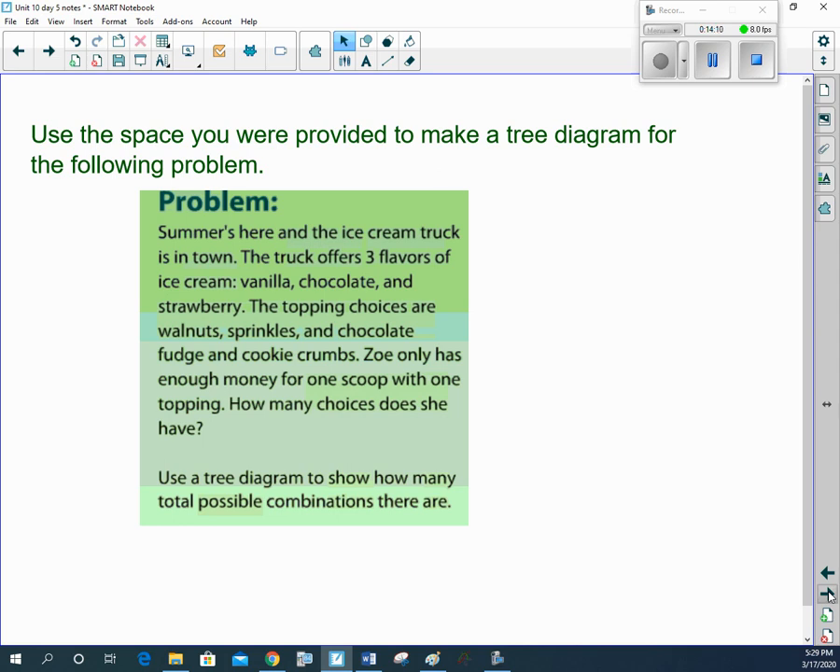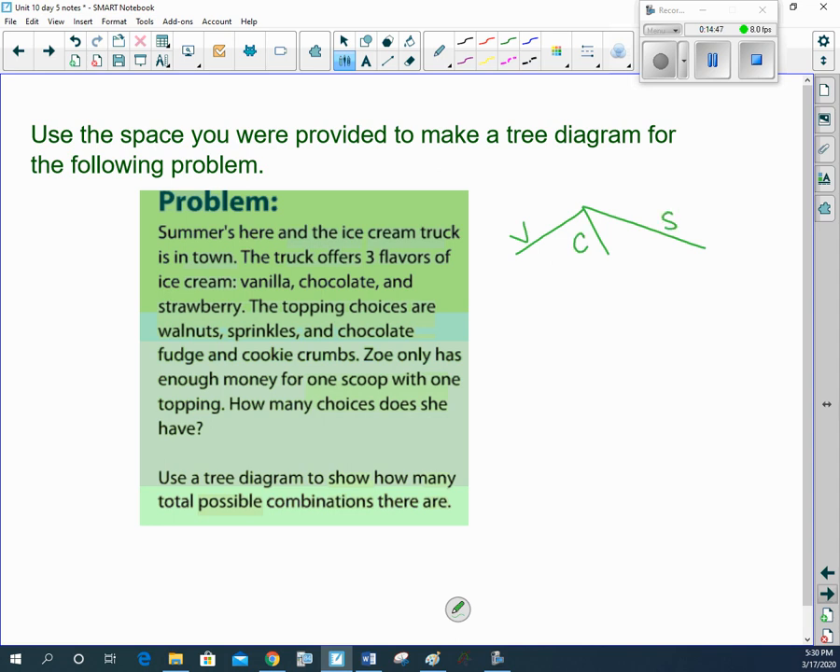It says summer's here and the ice cream truck is in town. The truck offers 3 flavors of ice cream, vanilla, chocolate, and strawberry. The topping choices are walnut sprinkles and chocolate fudge and cookie crumbs. Zoe only has enough money for 1 scoop with 1 topping. How many choices does she have? So basically, she has to pick a scoop of ice cream. So she has to get 1 scoop. So she could pick vanilla, chocolate, or strawberry, right?